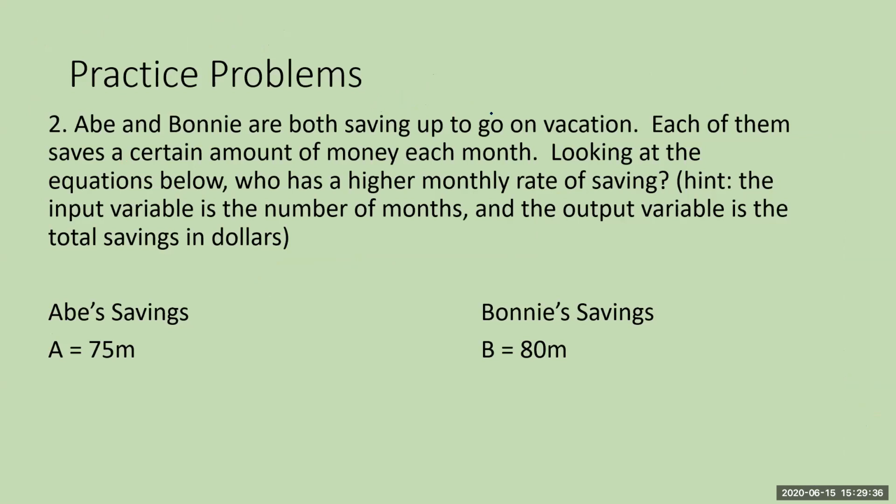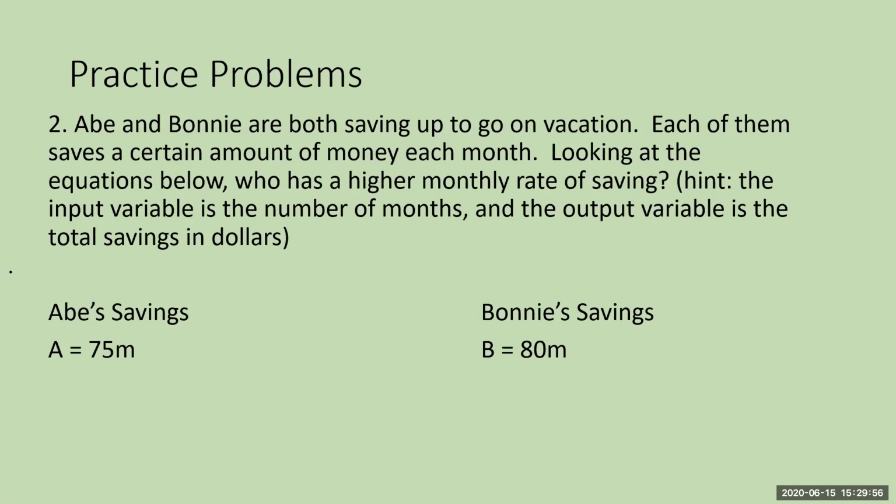All right, number 2, Abe and Bonnie are both saving up to go on a vacation. Each of them saves a certain amount of money each month. Looking at the equations below, who has a higher monthly rate of savings? Hint, the input variable is the number of months, and the output variable is the total savings in dollars.